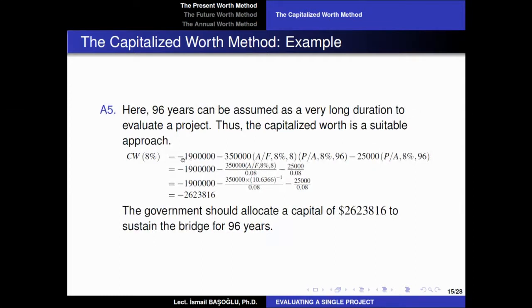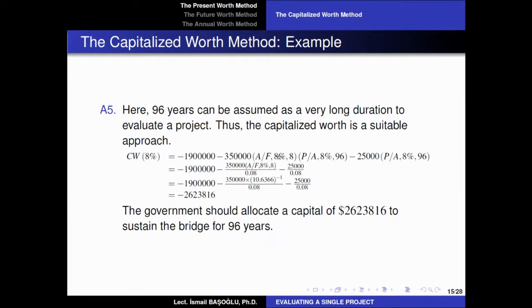So you see, we have initially a negative payment of $1.9 million to construct that bridge. Other than that, in the end of every 8 years, we need to pay $350,000 of major maintenance cost. However, we need to find the annual equivalent of these $350,000 over 8 years. So how do we do that? By using the uniform series sinking fund factor. Since we are going to pay this amount in the end of the 8 years, instead of that, we are going to multiply this value with A over F, 8 years, under 8% interest rate.